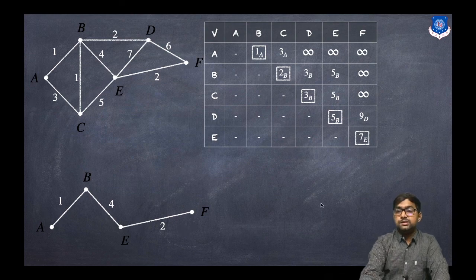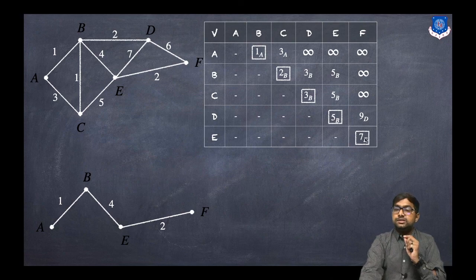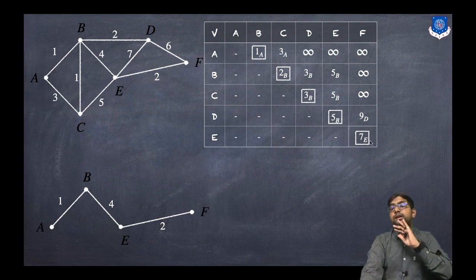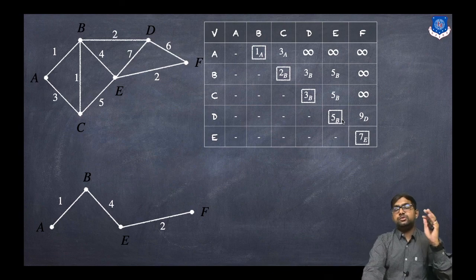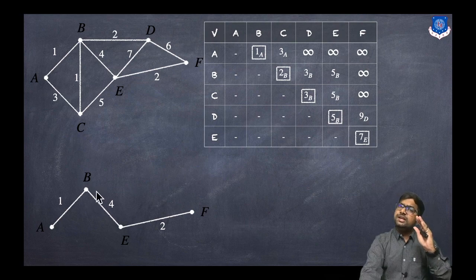Again I am explaining. See, this last square, 7, will be the final minimum distance from A to F. Now this 7 is A to F. So that means this F will be there. Now we are traveling F via which vertex? That is E. So EF, just draw this EF and the weight 2. Now just consider the column of E. We are traveling E via which vertex? B. Okay, so that means B and E have to be connected.